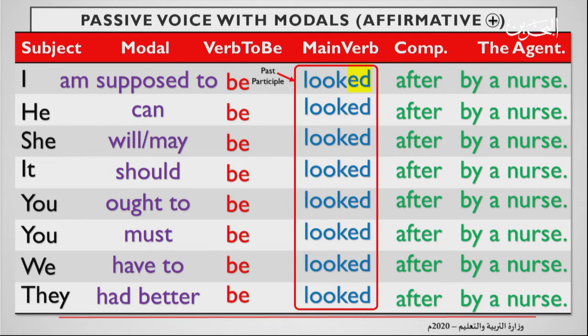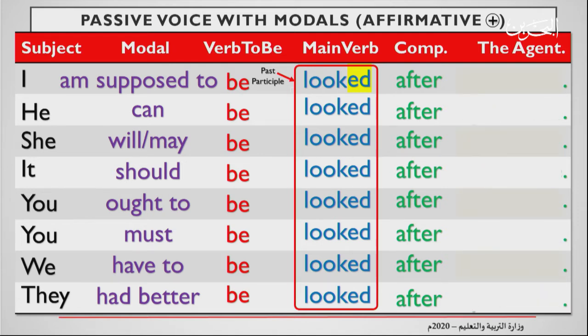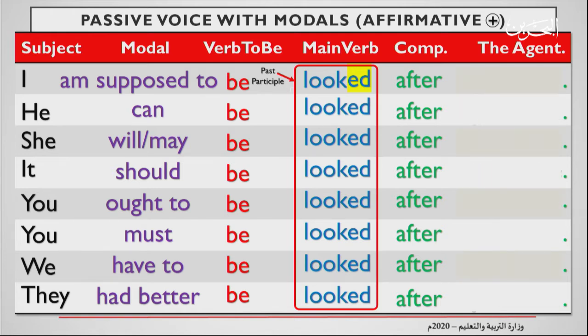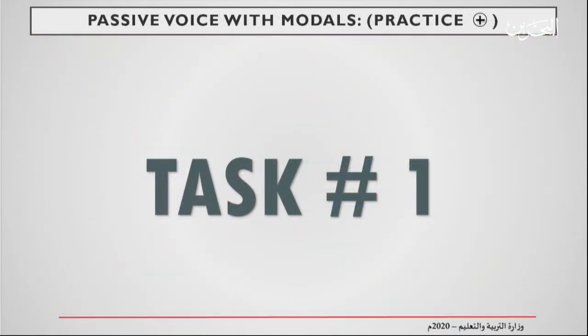And then you add the agent. As you see, the agent is optional. Let me read it with the agent. I am supposed to be looked after by a nurse. Or, you must be looked after by a nurse. If I remove the agent, but I leave the full stop there, I can say, she will be looked after. Perfectly fine sentence. Or, you ought to be looked after. Full stop.